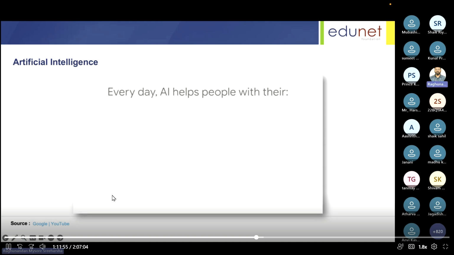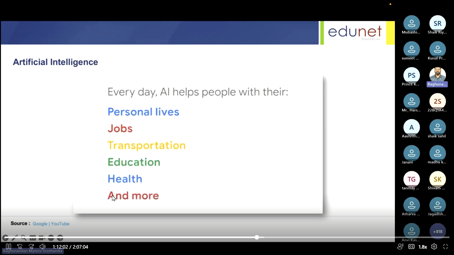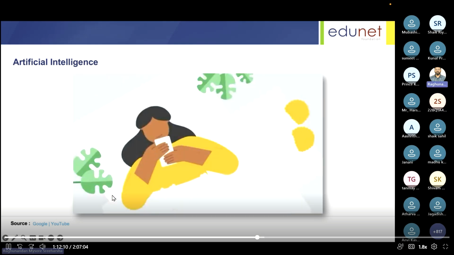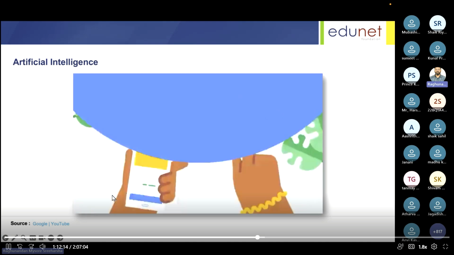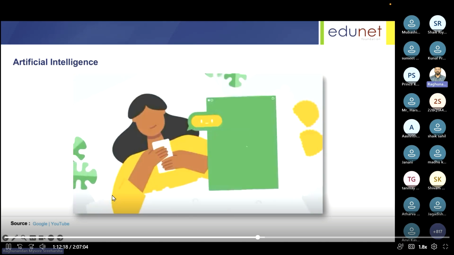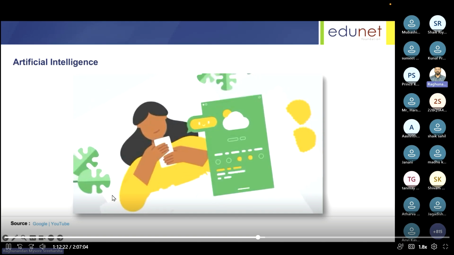Every day, AI helps people with their personal lives, jobs, transportation, education, health, and more, maybe even without them realizing it. Here are some examples of AI in action on a typical day. In the morning, a teenager wakes up and uses facial recognition to unlock her phone. She scrolls through social media feeds to see what's new. Then she asks the voice assistant on her phone what the weather is going to be like that day so she knows how to dress for school.